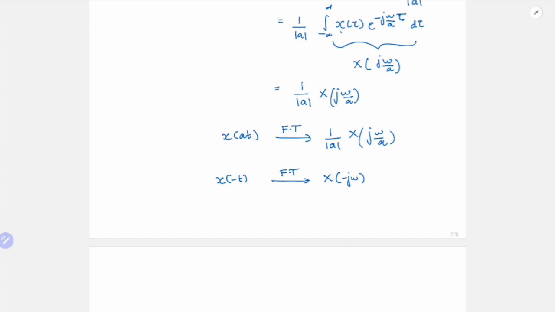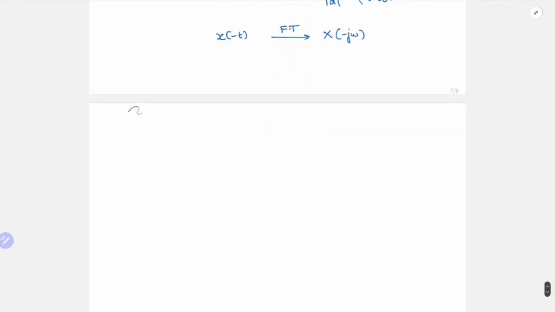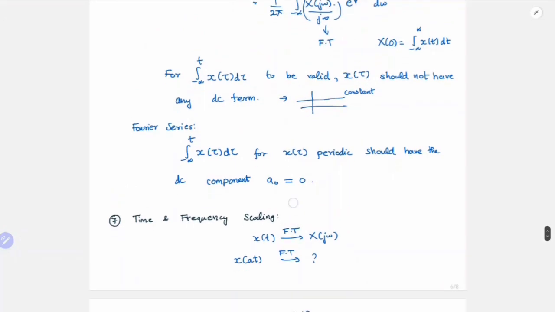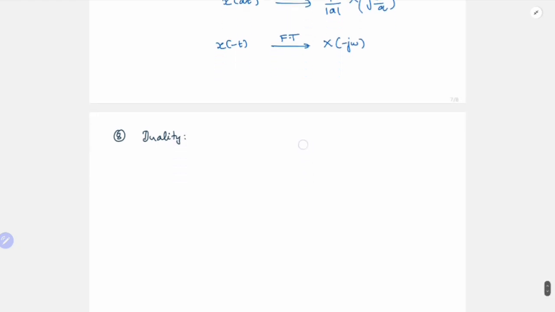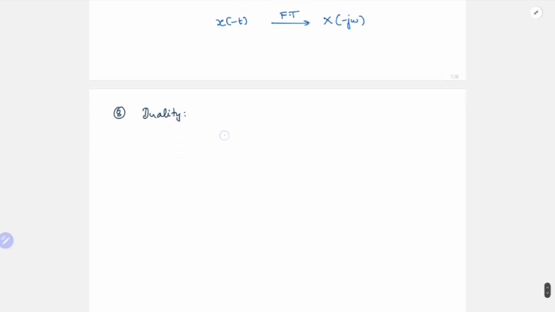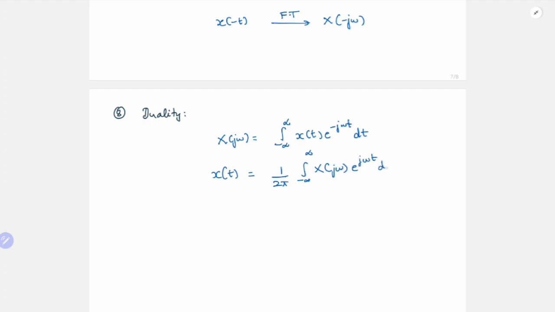So next we are going to see the most important property of duality. So it is property 8, duality. So let us take a look at the Fourier transform equation and the inverse Fourier transform equation. X of j omega is integral of x of t e power minus j omega t dt, and x of t is nothing but 1 by 2 pi integral minus infinity to infinity x of j omega e power j omega t d omega.